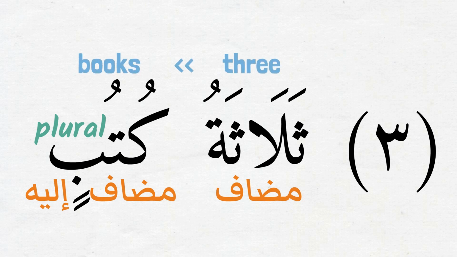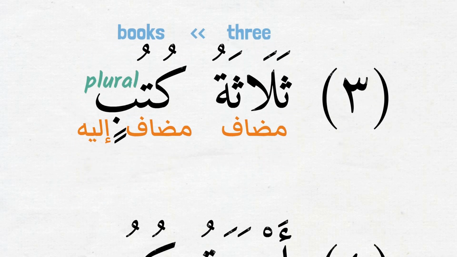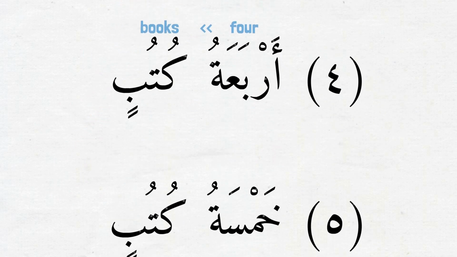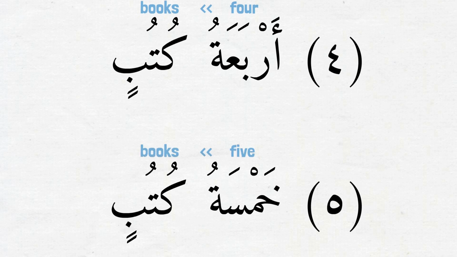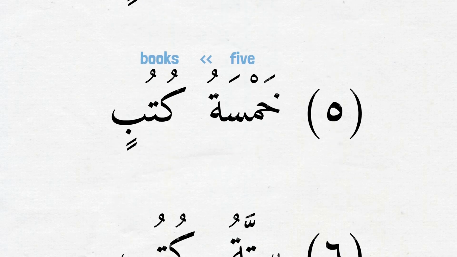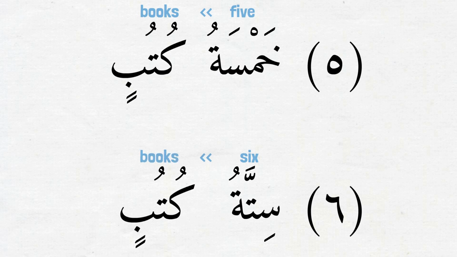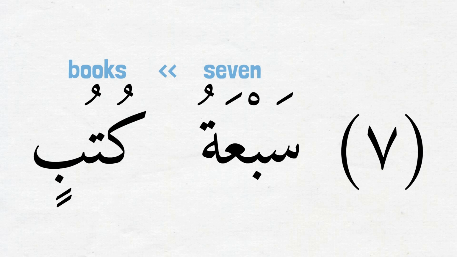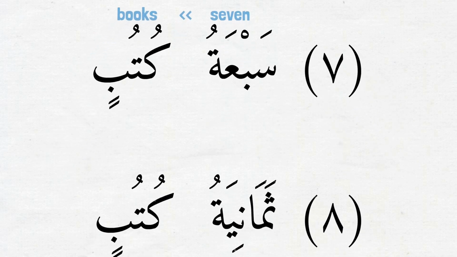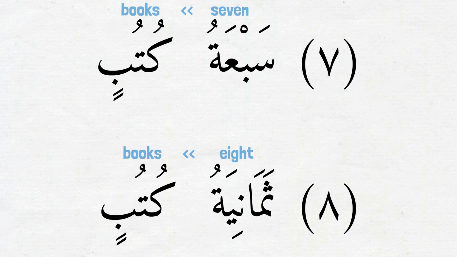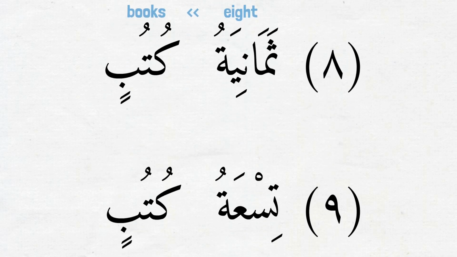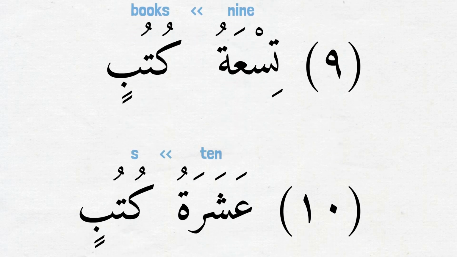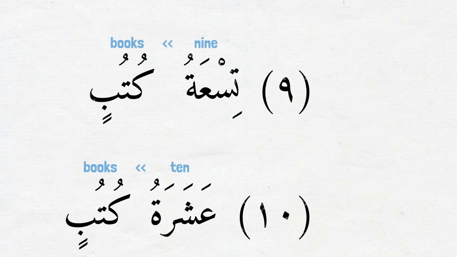ثلاثة كتب, 3 books. أربعة كتب, 4 books. خمسة كتب, 5 books. ستة كتب, 6 books. سبعة كتب, 7 books. ثمانية كتب, 8 books. 9 كتب, 9 books. 10 كتب, 10 books.